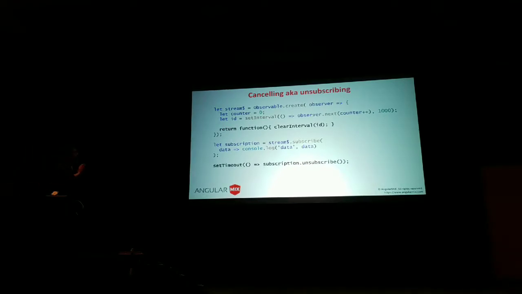Okay, so here we have a case where we are actually allocating resources. When we allocate resources, we need to declare some kind of cleanup function. As you can see here, we're doing the setInterval. When we do the setInterval, this thing is going to keep on ticking forever, unless we have a way to say stop. So in this case, we define a function that takes the ID that we define for the setInterval, and we're able to clear the interval.